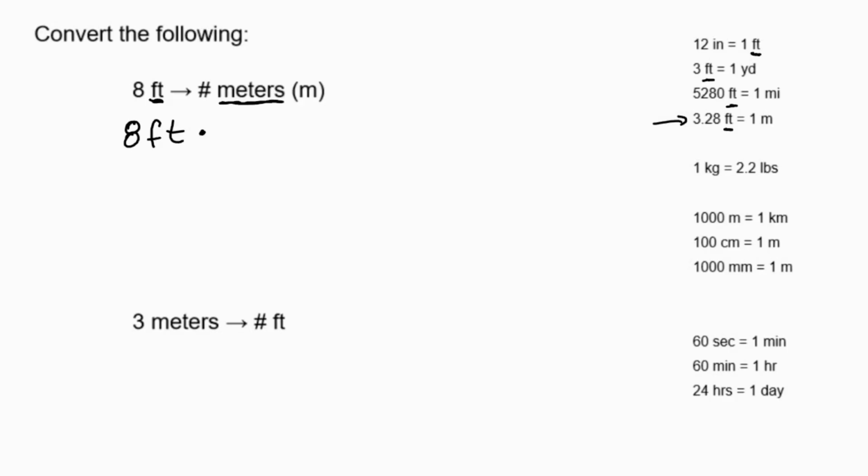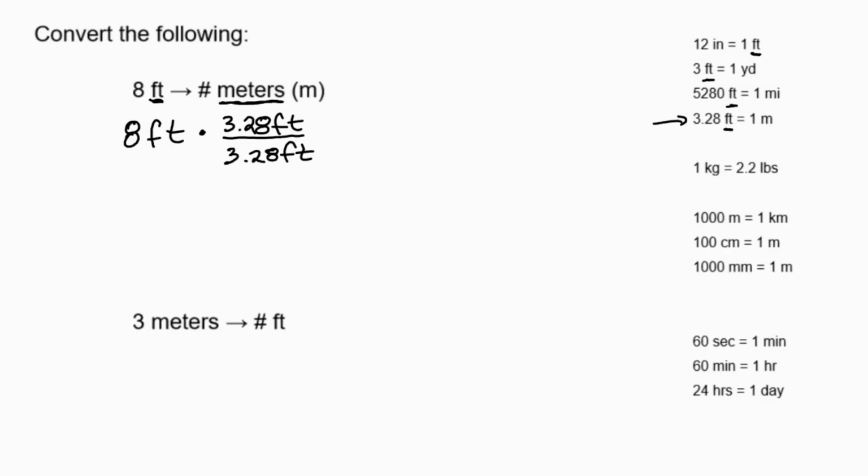Say if I take 8 feet and multiply this by 3.28 feet divided by 3.28 feet. That's essentially 1, right? Giving us, once again, our 8 feet. The value of the 8 feet has not changed, right?